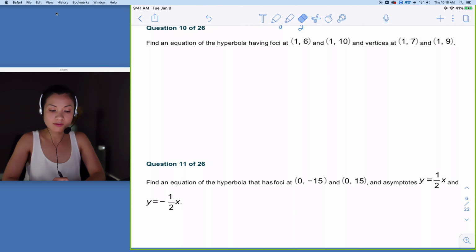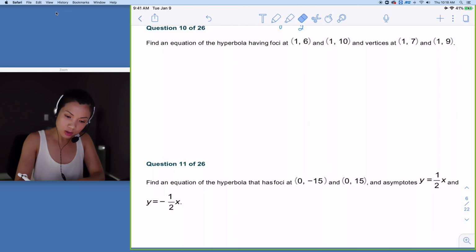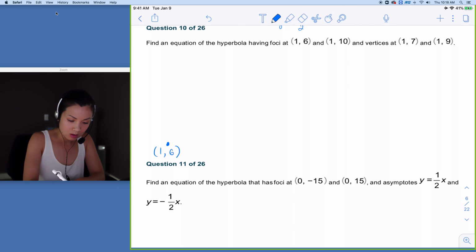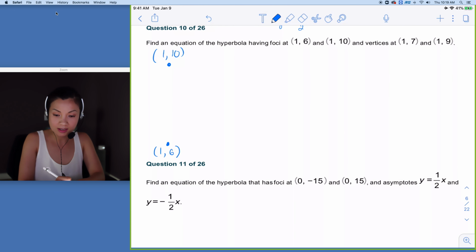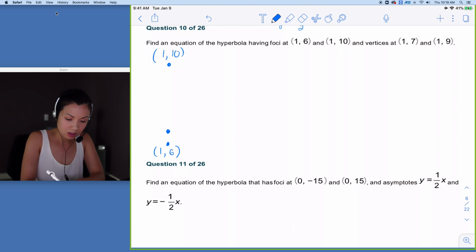For number 10, we have to find the equation given the foci and the vertices. So first, we should locate all of those points. You see that the foci are 1, 6 and 1, 10. So it's right here. Those are the foci, and the vertices are 1, 7 and 1, 9. So this is 1, 7, and this one is 1, 9.